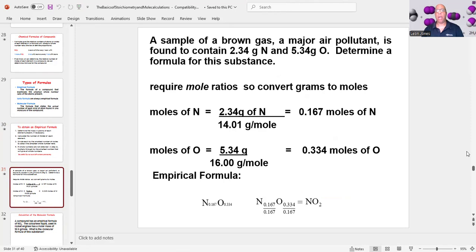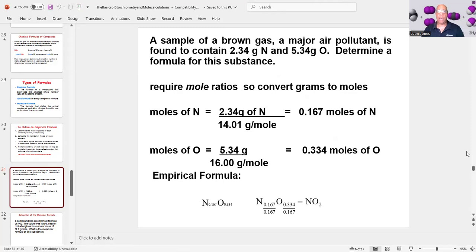You have a sample of brown gas, a major air pollutant, found to be 2.34 grams of nitrogen and 5.34 grams of oxygen. Determine a formula for this substance. Now, what are we going to do? We're going to require mole ratios, so convert grams to moles. So we have moles of nitrogen. We're already given the grams, right? So we have 2.34 grams of nitrogen.